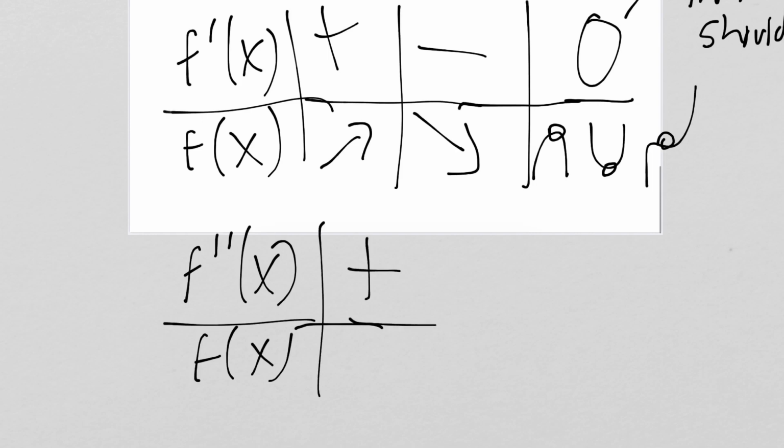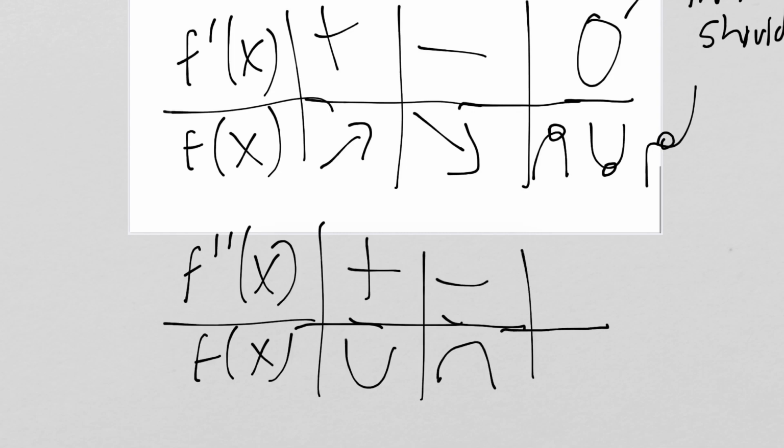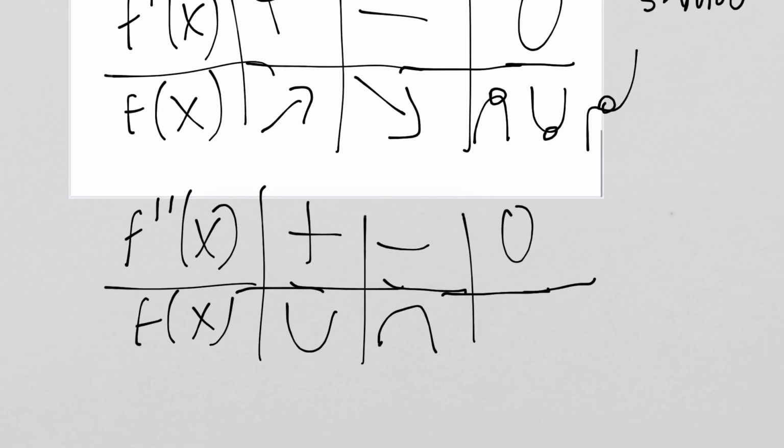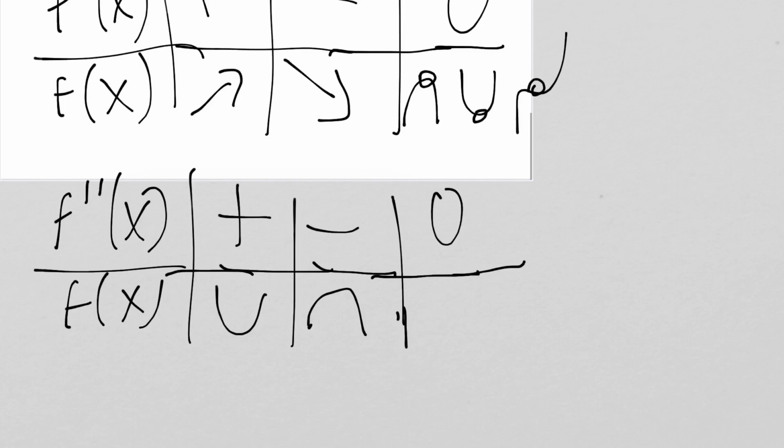If f double prime is positive, that implies f of x is concave up. If f double prime is negative, that implies f of x is concave down. If f double prime is 0, okay, that could mean that we're at a point of inflection. Okay, I'll specify one thing about that in a second.